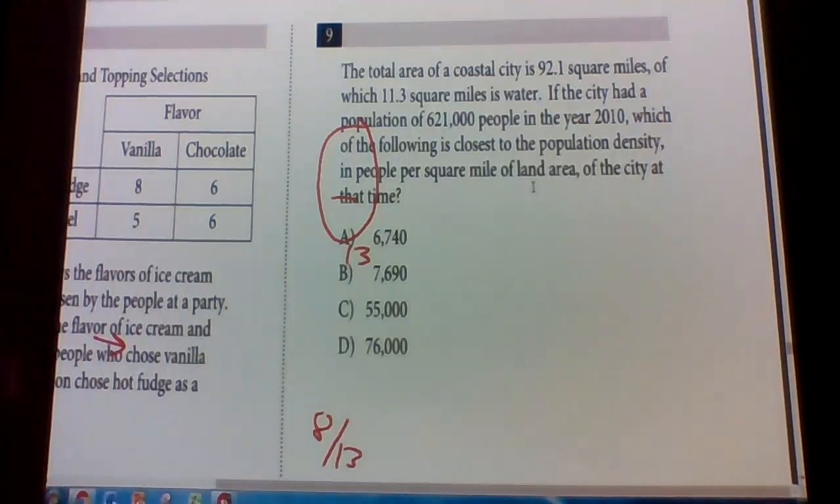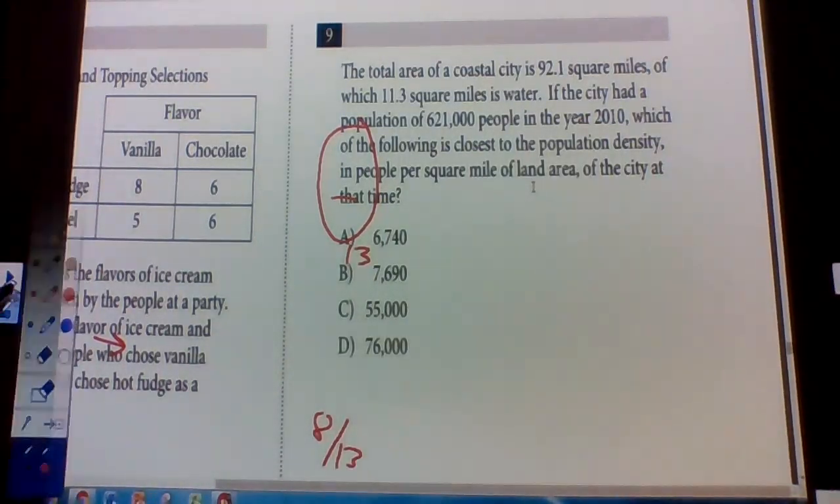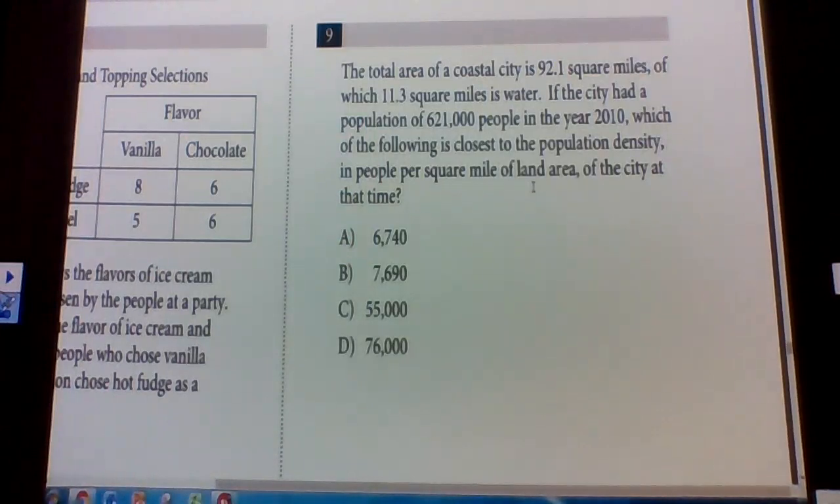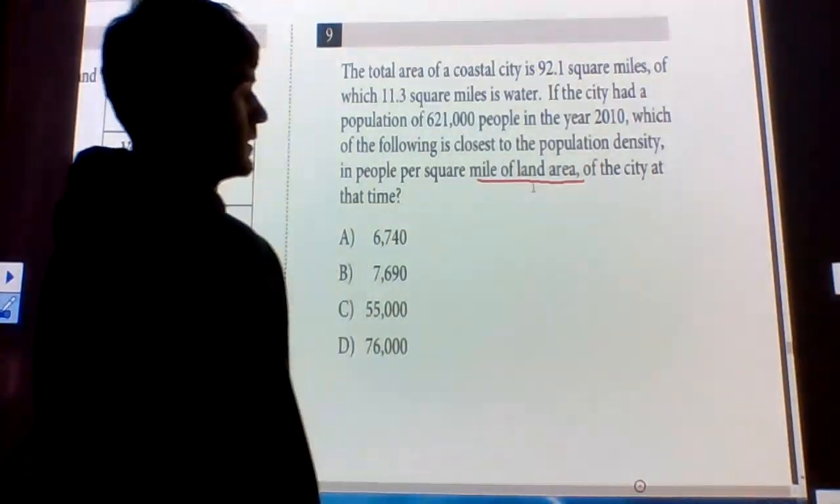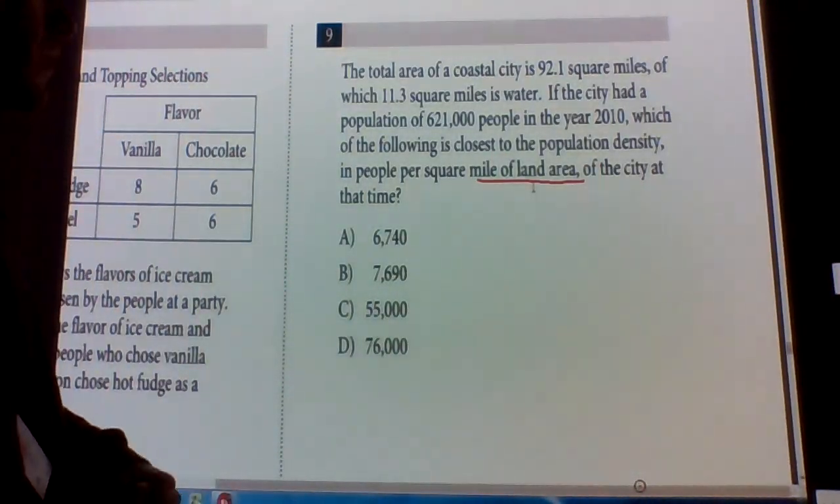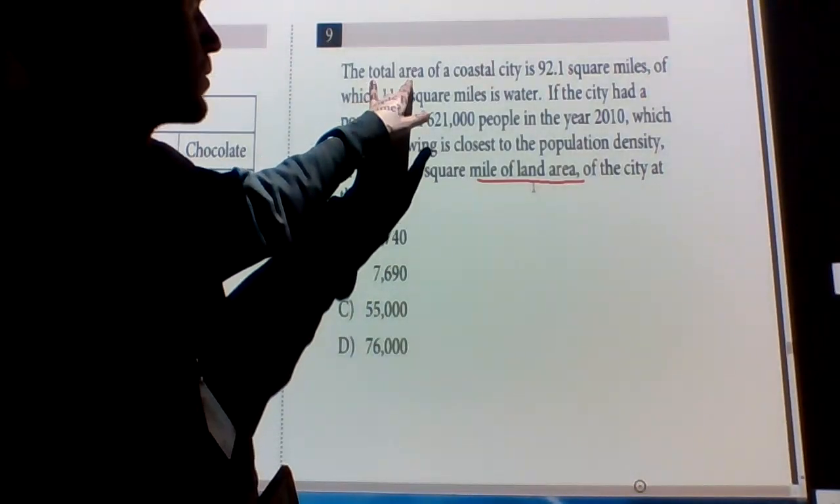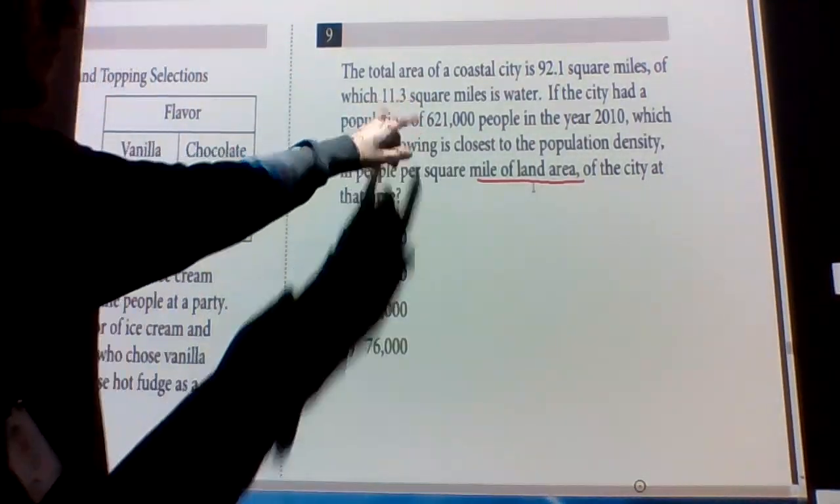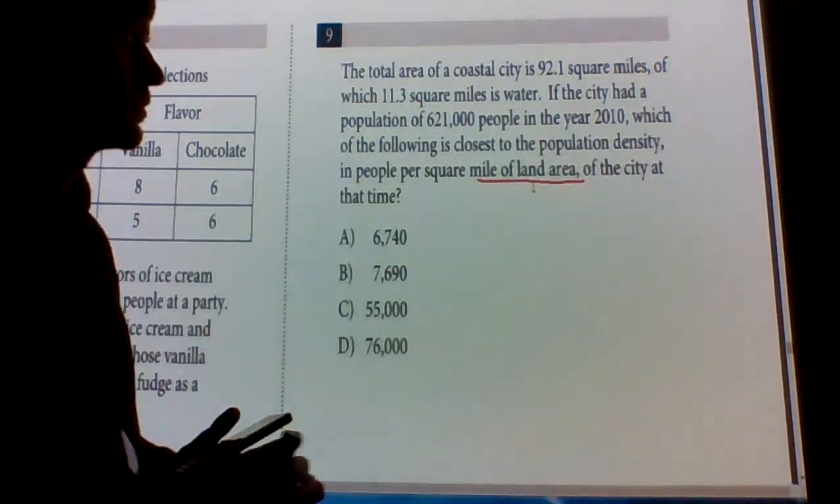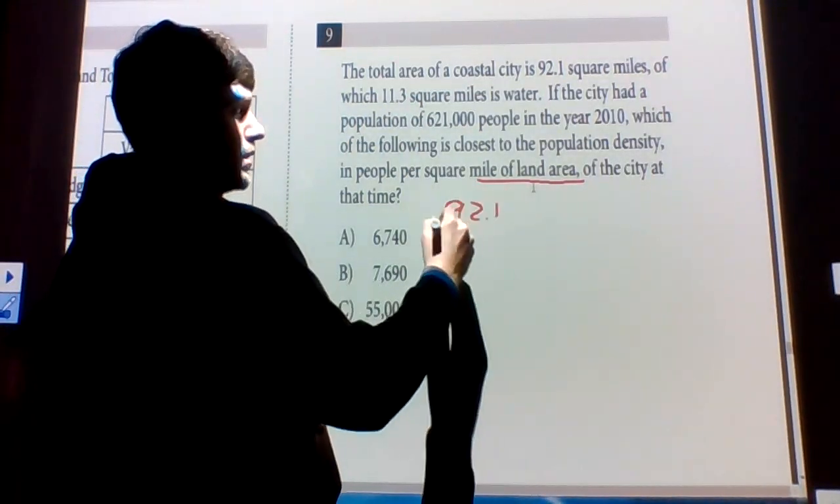The total area of a coastal city is 92.1 square miles, of which 11.3 square miles is water. If the city had a population of 621,000 people in the year 2010, which of the following is the closest to the population density in people per square mile of land area of the city at that time? So we're not looking at the total area, right? What's the total area? Total area is 92.1, 11.3 is water, so let's do 92.1 minus 11.3.